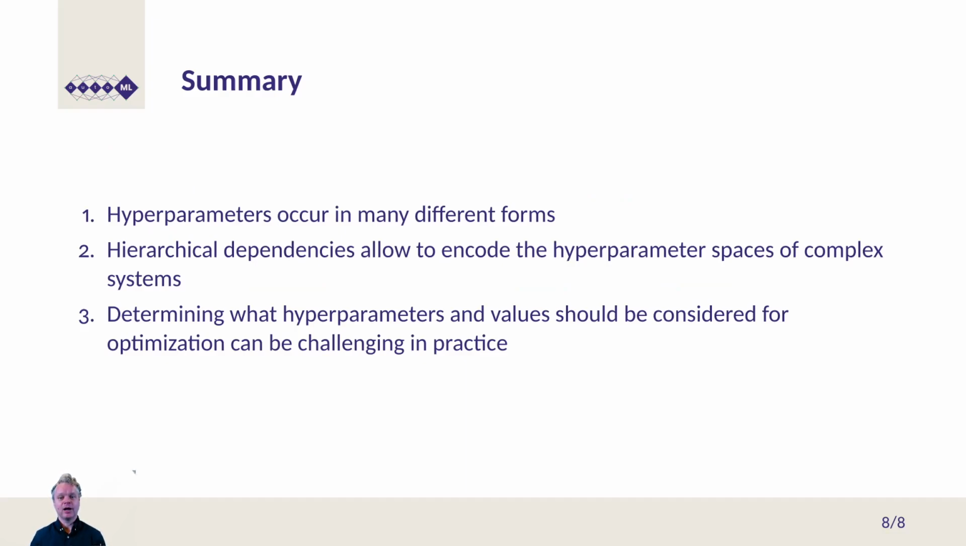So in summary, hyperparameters can occur in many different forms. Hierarchical dependencies allow us to encode the hyperparameter spaces of complex systems, in particular systems where the choice of the learner to use is one of the hyperparameters, and determining what hyperparameters and values should be considered for optimization is challenging in practice. How large should the ranges be? Should we include this hyperparameter or should we not include it? It has never made a difference before. Is it going to make a difference here? These are difficult questions that you have to answer in order to do good hyperparameter optimization in practice.